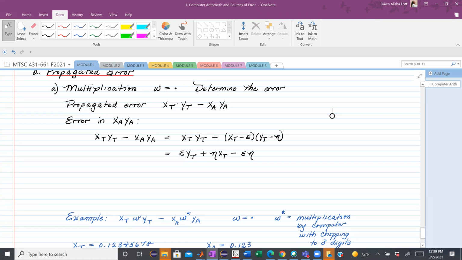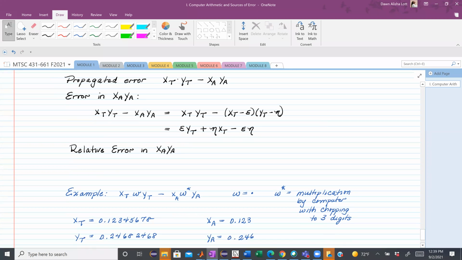Now, what's the relative error then? Then the relative error in my approximate XA, YA. Well, that says take what I was supposed to get. So that is X true, Y true, minus XA, YA, and then divide that by X true, Y true. So that's my relative error.